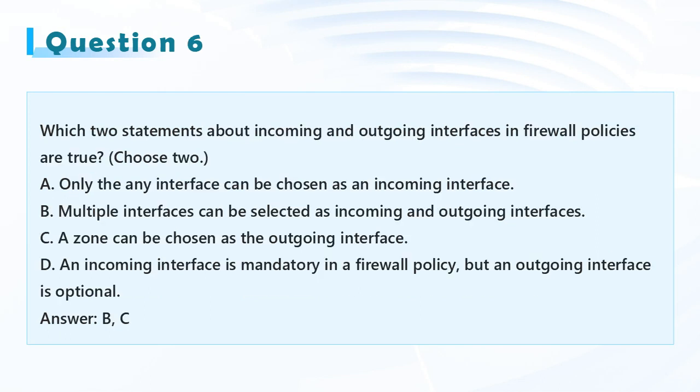Question 6. Which two statements about incoming and outgoing interfaces in firewall policies are true? Choose 2. A. Only the any interface can be chosen as an incoming interface. B. Multiple interfaces can be selected as incoming and outgoing interfaces. C. A zone can be chosen as the outgoing interface. D. An incoming interface is mandatory in a firewall policy, but an outgoing interface is optional. Answer: B, C.